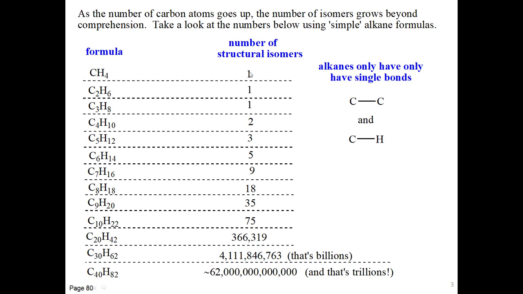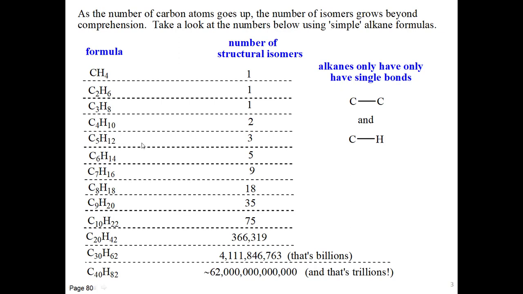But methane only has one way of being constructed. If I add in a second carbon, there's still only one way, and this would be ethane. If I add in another carbon, there's still only one way, and that would be propane. So this looks pretty easy. I mean, how hard can it be? 1, 1, 1. If I add in a fourth carbon, well, now we run into 2 possible ways, okay, which we'll see many examples of coming up.